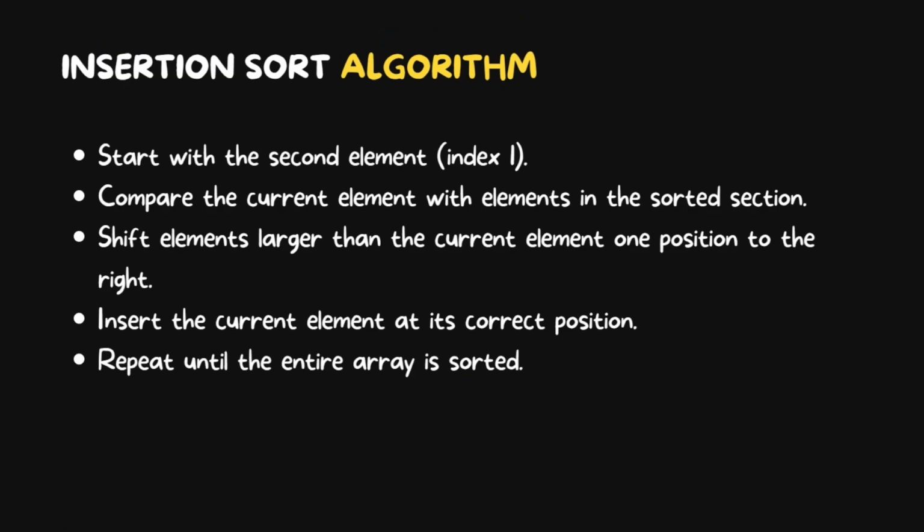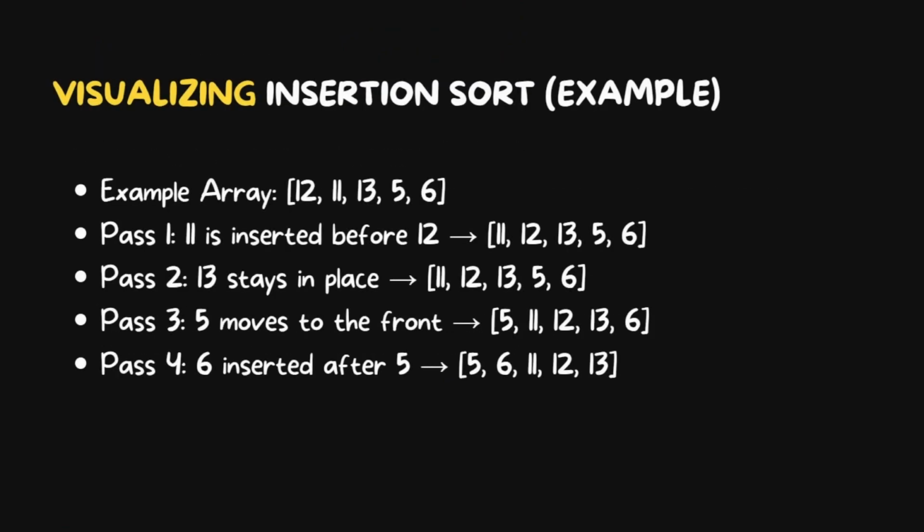Let's make this clearer with an example. Suppose we have the array 12, 11, 13, 5 and 6 as elements. In pass one, we compare 11 and 12. Then we insert 11 before 12. So the result will be 11, 12, 13, 5 and 6. In pass two, we compare 13 with previous elements. There will be no change since 13 is larger than 11 and 12.